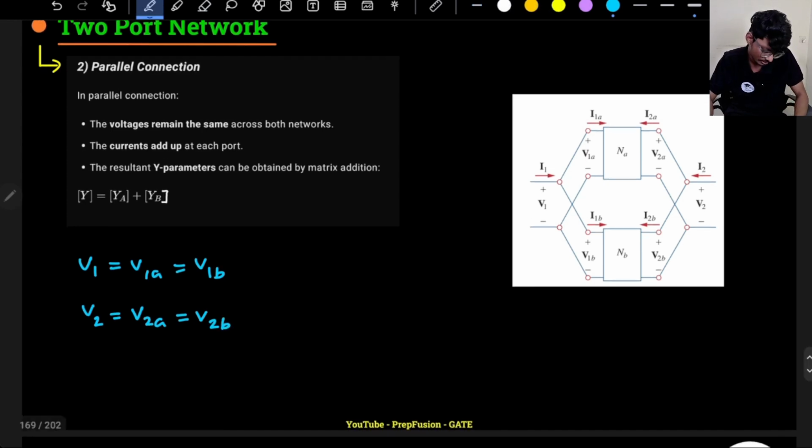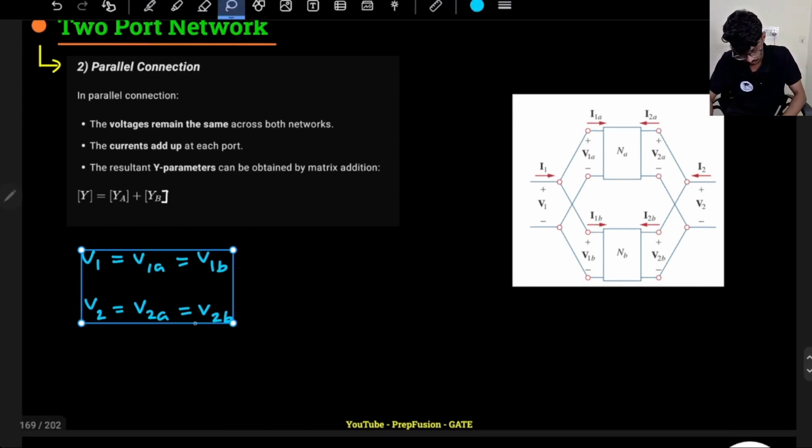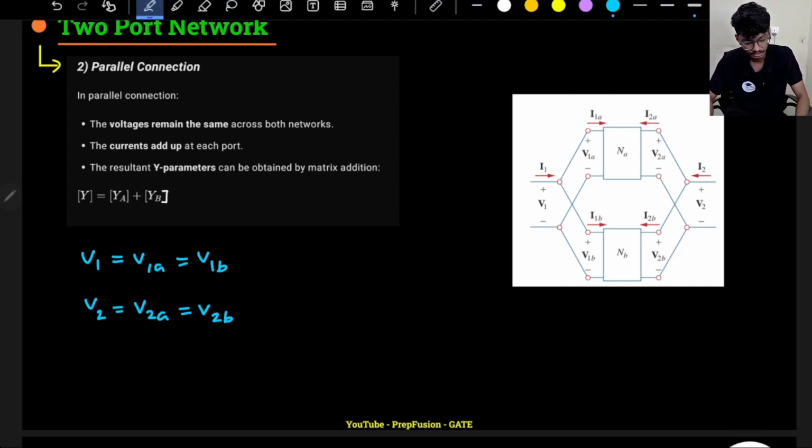So now, what are my independent variables? Which variables are the same? V1 and V2. In which kind of parameter are the independent variables V1 and V2? In the Y parameter. In the Y parameter, V1 and V2 are the same. So hence I can directly say my Y parameter matrices will be added. I will prove it to you as well.